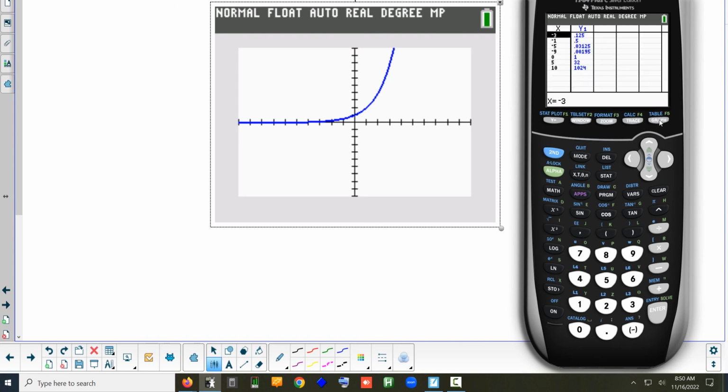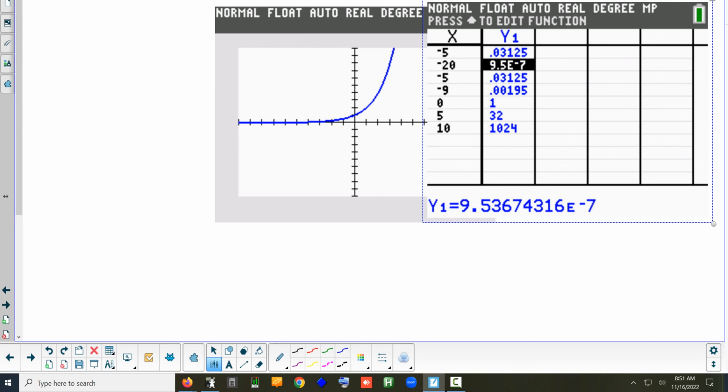And plug in some numbers that go to the left. Try like -5. It's 0.031. Do -20. -20 is scientific notation, 0.000009. So that means there's 7 zeros and then a 9. So it's extremely close to 0, but it's not 0. And as you plug in numbers that go to the right, notice how much it's going up. By the time x is 10, we're already at 1024. So it's kind of how an exponential looks. Curves up very quickly.